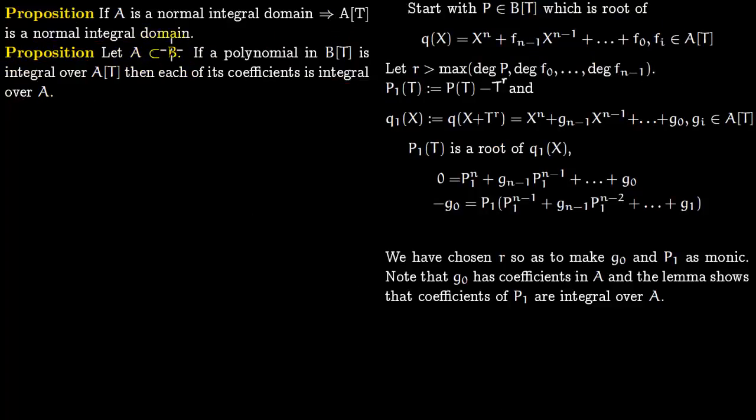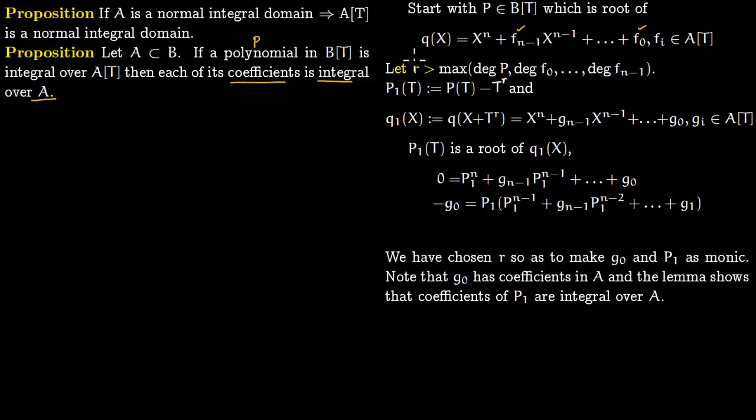So say A is a subring of another ring B, and say we have a polynomial p in this polynomial ring B[T], and this polynomial is integral over this polynomial ring over A. So then each of the coefficients of p is integral over A. So we start with some polynomial p, and this is integral over A[T], so it is a root of some polynomial like this, where each of the coefficients lies within this ring A[T]. So the coefficients themselves are polynomials over the ring A, and this p is a root of this polynomial.